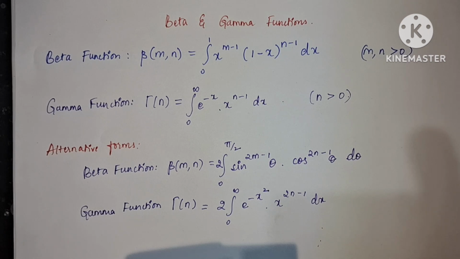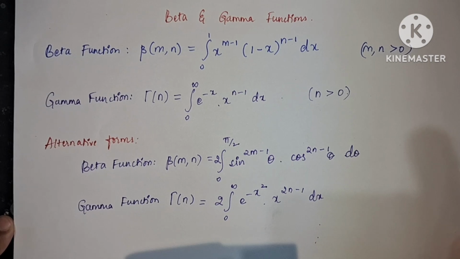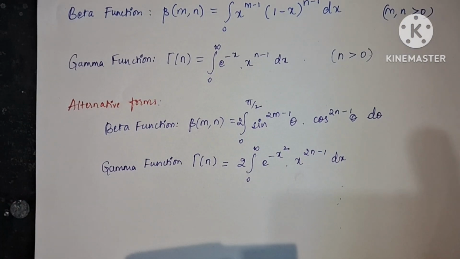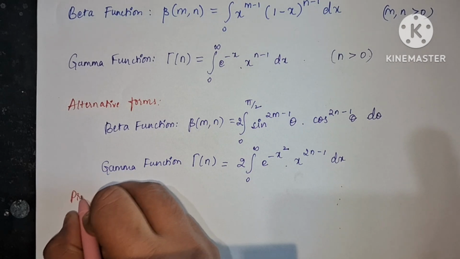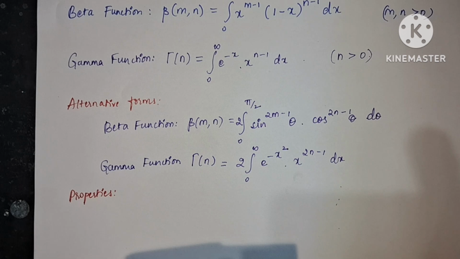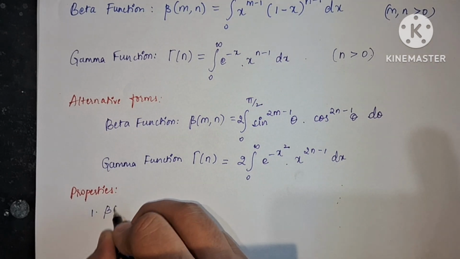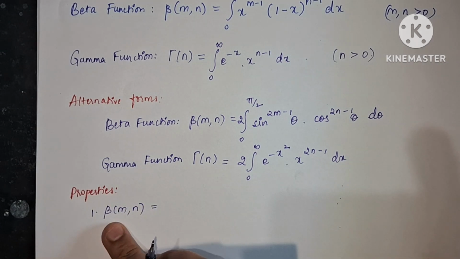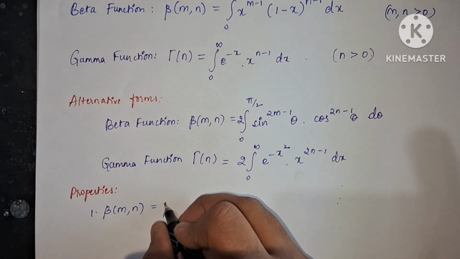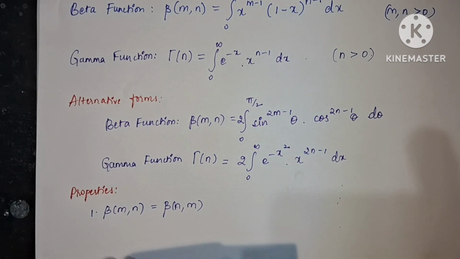Before solving some problems, I'll give some properties of these beta and gamma functions also. So let me take the properties here. Let me consider the first property. Beta of m comma n: if I interchange this m and n value, even then my beta value will be retained as it is. So m comma n and n comma m doesn't matter. So beta of m comma n is equal to beta of n comma m.